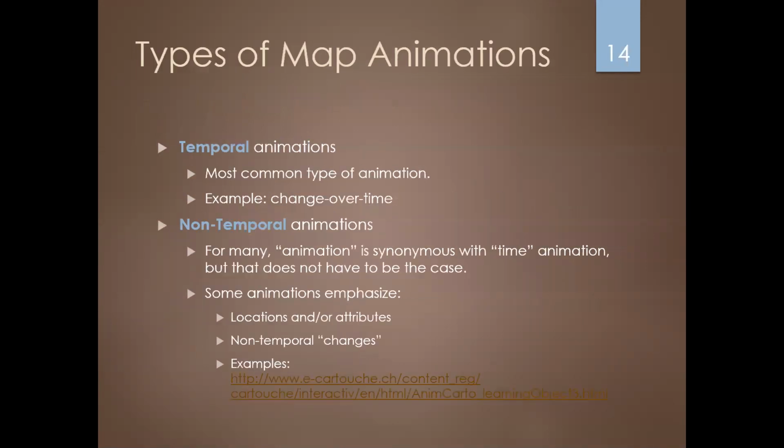And basically, there are two types of animations in GeoVisualization. The first type is temporal animations, which means that time is the axis of the animation. We organize frames by time and show them one by one. And there are non-temporal animations. Okay, we can use locations and or attributes to replace time to make animation.